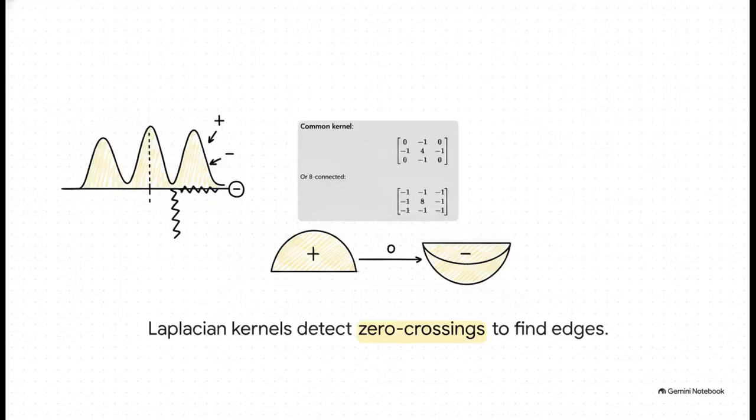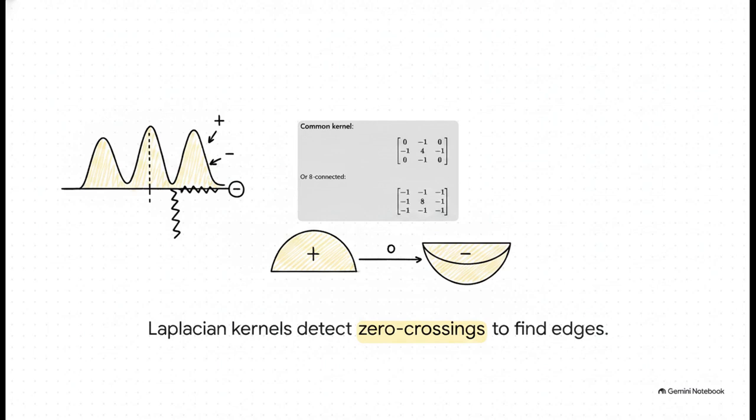To actually find these zero crossings, we use these Laplacian kernels. Let's decode what this common 3x3 matrix is doing. If you apply it to a pixel and get a positive number, it means you're at a local intensity peak, the top of the hill. Get a negative number, you're down in a local valley. Get a zero, you're just standing on a flat, featureless region.